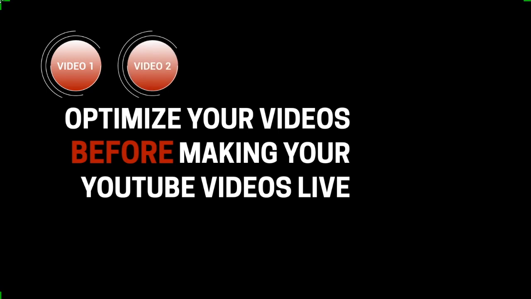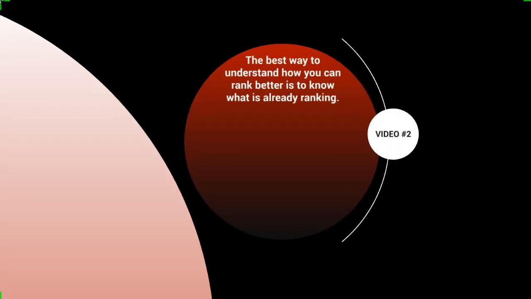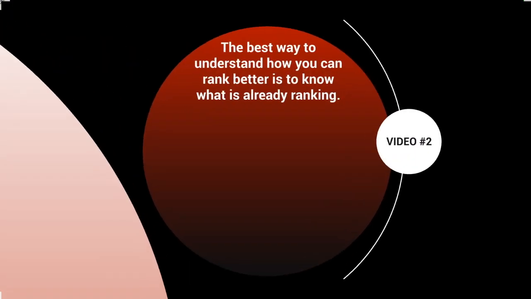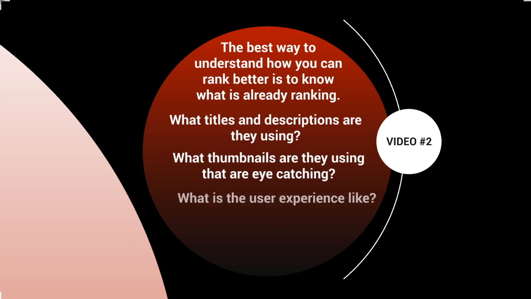Hello and welcome back. This is video number 2. So let's talk about competitive research. You see, the best way to understand how you can rank better is to know what is already ranking in your niche or your market. So what we want to do here is analyze the videos that are on the top. And I want you to specifically look at what titles, what descriptions they are using, and what eye-catching thumbnails they are using. And what is the user experience like when you click through those videos?